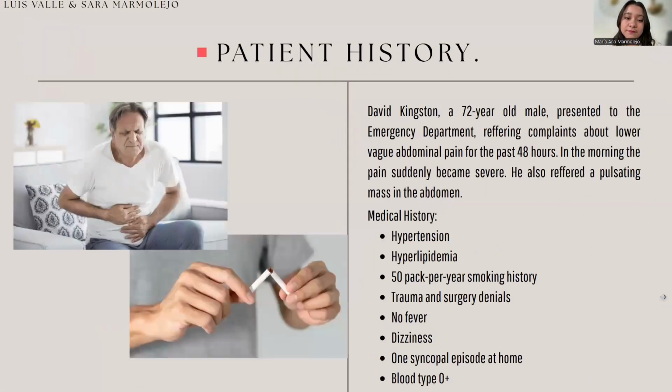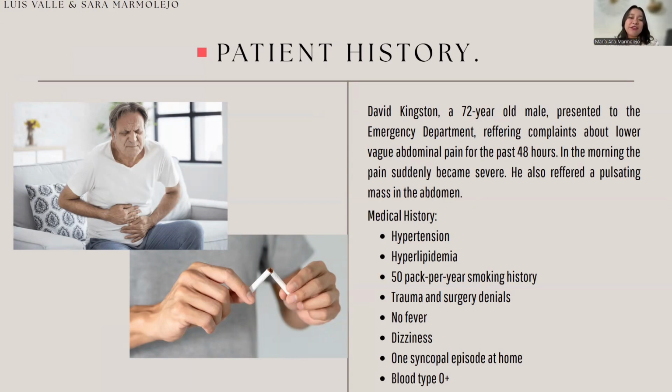Here we have the patient history of David Kingston, a 72-year-old male who presented to the emergency department. He was complaining of lower back and abdominal pain for the past 48 hours. But in the morning, his pain got severe. He also reported a pulsating mass in the abdomen.